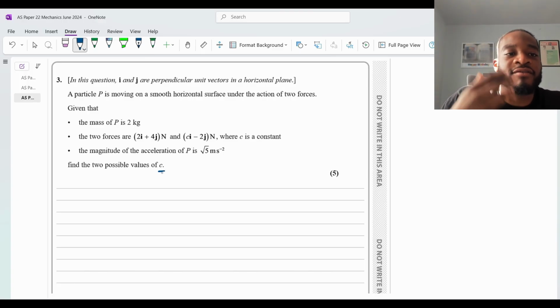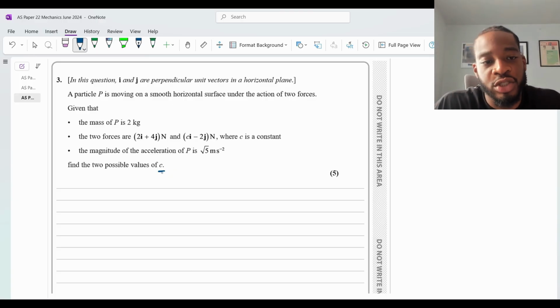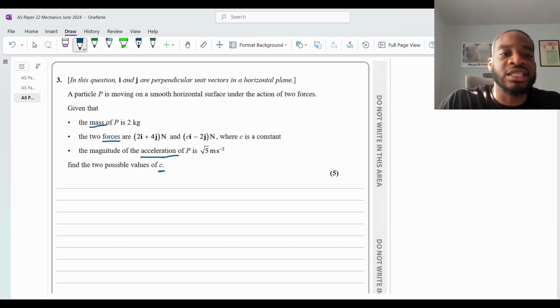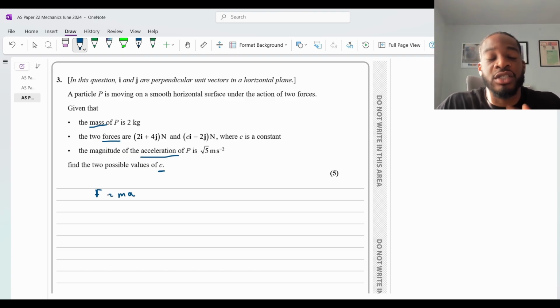Now, whenever you're trying to find the value of a letter, in this case a constant, you need to form an equation. What comes to mind when I look at this? I can see mass, I can see forces, I can see acceleration. There's only one topic this is going to be: F equals ma, the thing that connects all 3 together. Mass, force, acceleration. So this is what I'm going to use to answer this question.